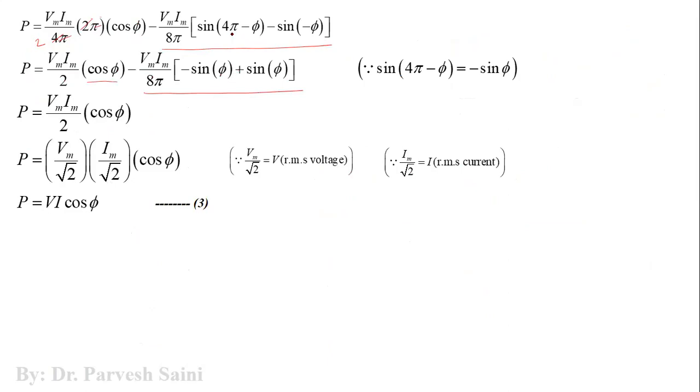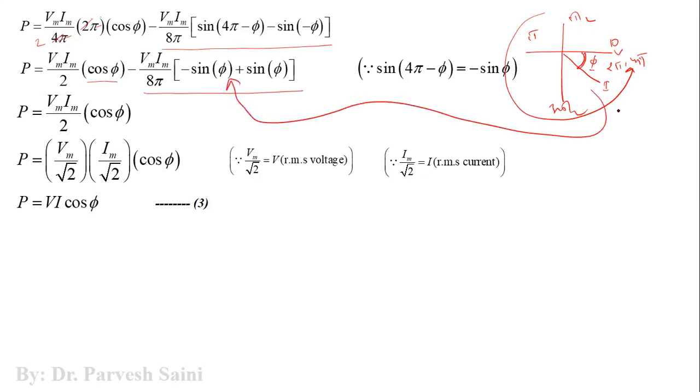Now if we see the cosine of 4 pi minus phi, this is 0, this is pi by 2, this is pi, this is 3 pi by 2, this is 2 pi, and then you have 4 pi. So phi is something like here, because if this is voltage, then this is current. The current is lagging the voltage by angle phi, so the sine is in the fourth quadrant, where sine is negative. Then these two will be cancelled, and we have 0. So we are left with Vm Im by 2 cosine of phi.